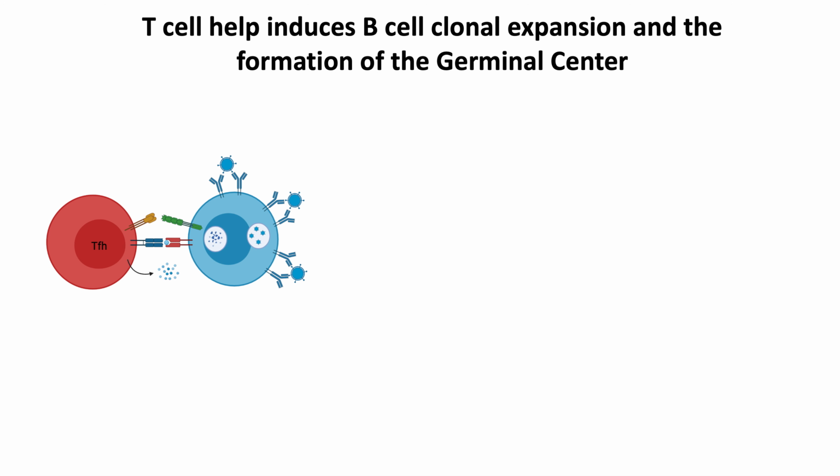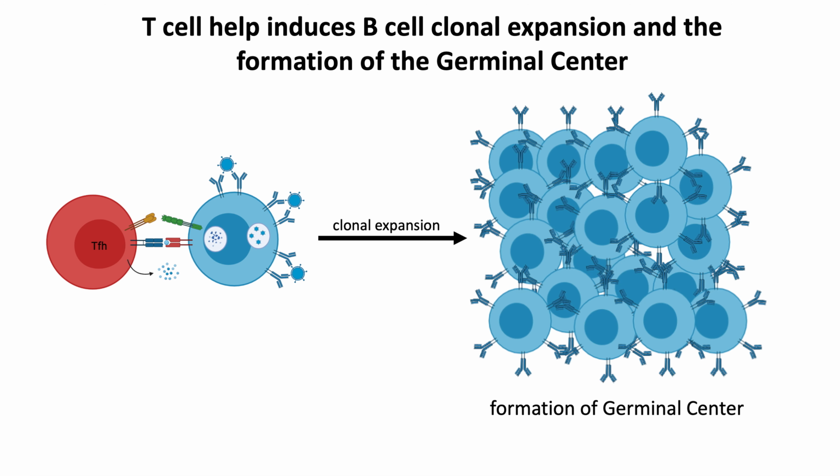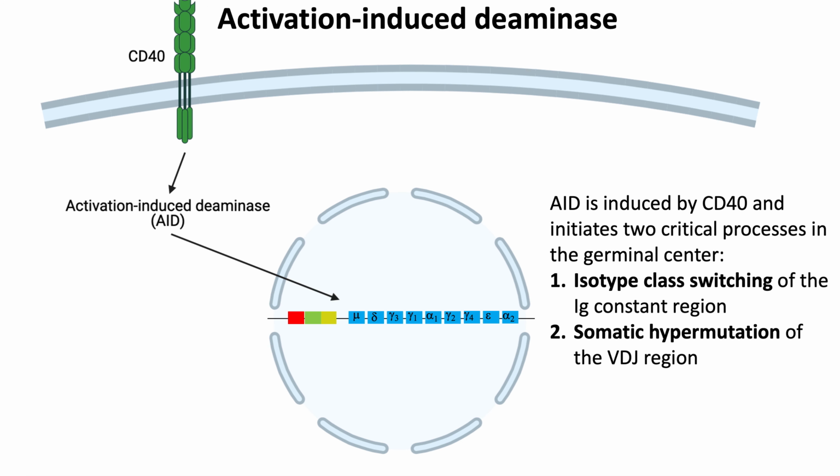Okay. So when this happens, these B cells undergo massive clonal expansion, and this leads to the formation of the germinal center. Now, there's some really important things that happen in the germinal center, and two of these key functions are induced by an enzyme called activation-induced deaminase, or AID. AID is activated by CD40, and when AID is activated, it goes to the nucleus and mediates isotype class switching of the immunoglobulin constant region and somatic hypermutation of the VDJ region of the immunoglobulin gene.